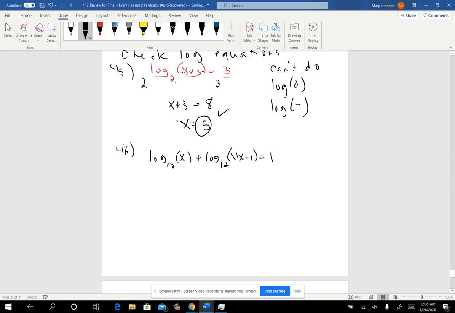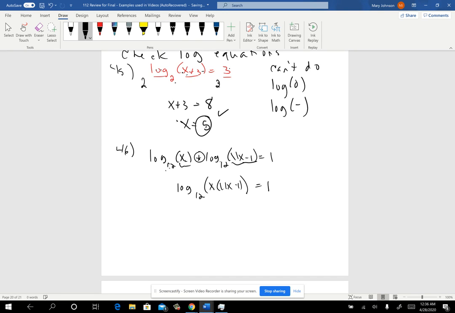Okay. So this is one where you had logs in multiple spots. So it works good to condense this. You need to condense this into log base 12 of one thing. In addition, since logs are really exponents, that adding right there means that you could put this together using multiplication. So x times the 11x minus 1.